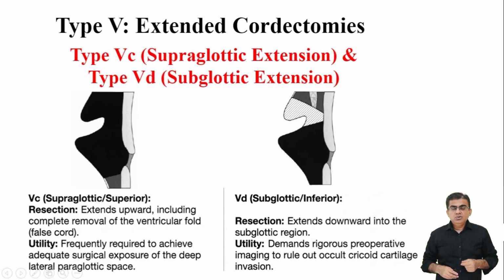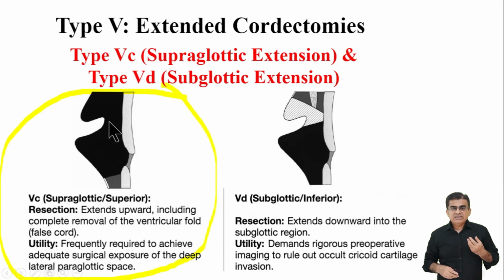Let us now look at two vertical extensions. Look at the diagram on the left side of your screen. This is the type 5C or supraglottic extension. We strictly use this when the tumor grows upward. In this type of cordectomy, you must completely remove the ventricular fold, which is your false vocal cord. See here.